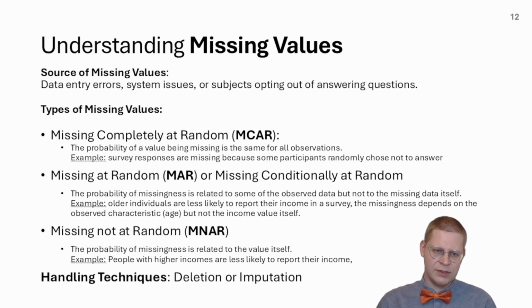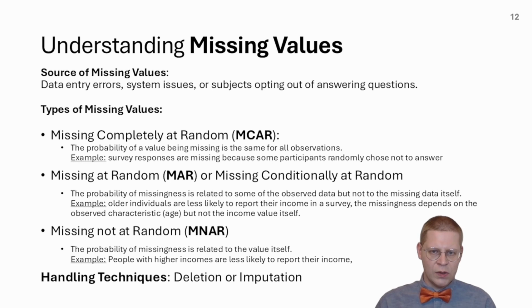They just don't like to answer surveys in general, nothing to do with the data or with the question. Missing at random, or missing conditionally at random: the probability of missingness is related to some of the observed data, but not to the missing data itself.